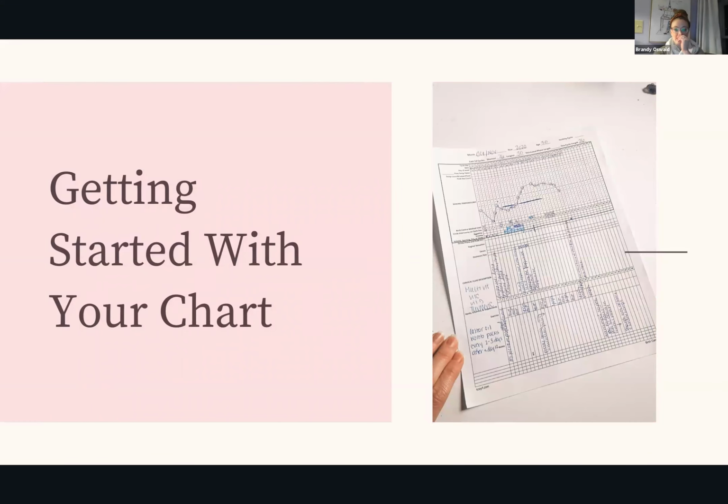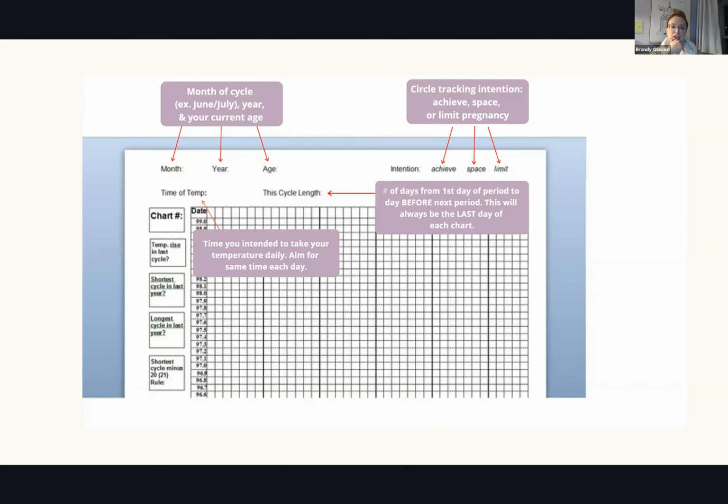Okay, charting. This is my real life chart from October, November of 2020. So getting started with your cycle chart. Some of you already have charts. If you don't, I'll be sending those to you tomorrow. At the top of your chart, you're going to write in the month, the year, and your age. So the month often looks like 1 month / the other because we don't perfectly have our cycles in just 1 month. And then you circle your intention to achieve pregnancy, to space, or to limit.